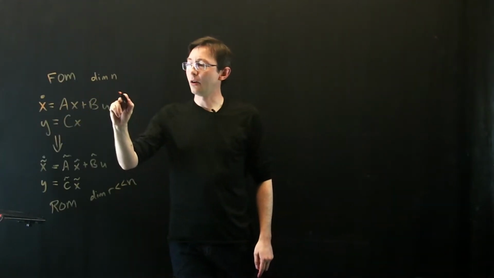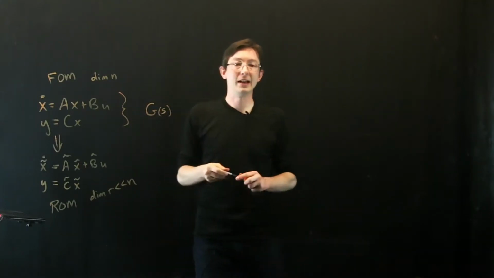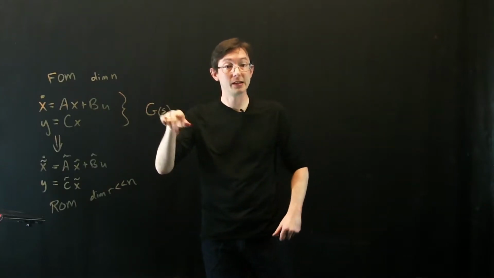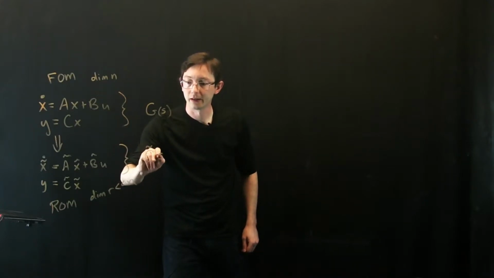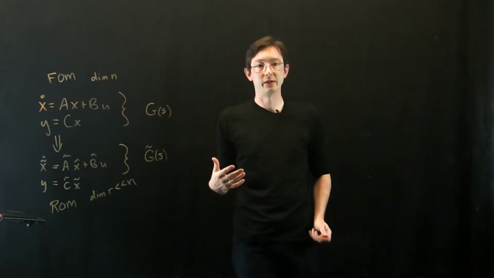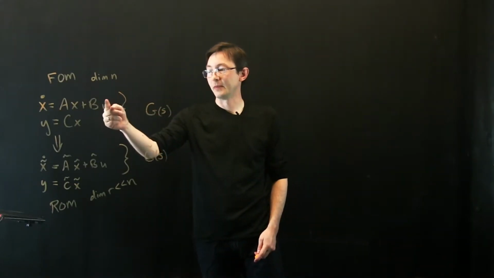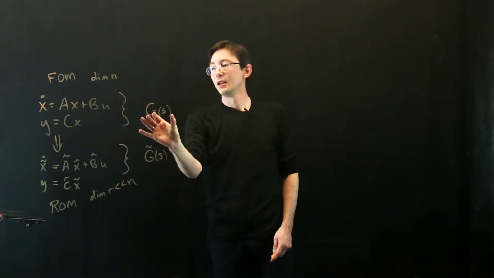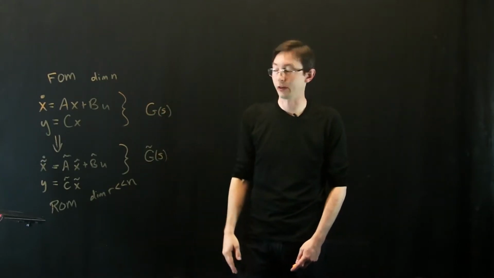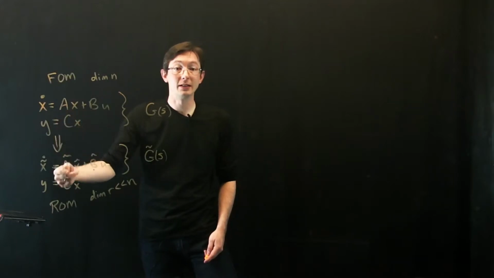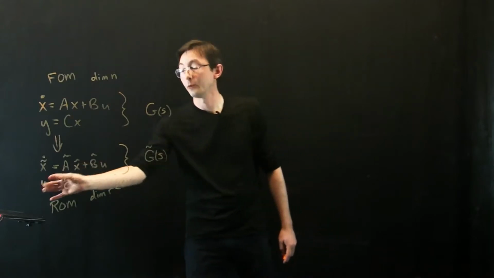Remember, I can always take my state space system and get an associated transfer function, G of s, where s is my complex Laplace variable. I can do the same thing here, and get G tilde of s. This is my reduced approximation of that transfer function. Now this is nice because these are the same size. If I have 2 inputs and 3 outputs, then this is a 3x2 matrix of transfer functions, and this is a 3x2 matrix of transfer functions. Even though my state dimension went down, my inputs and outputs didn't change. That's really important in this reduced order modeling framework. U and Y are the same.